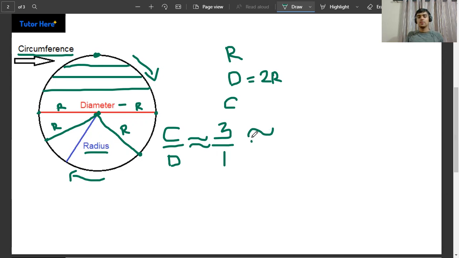Now they tried it for a different circle, which was a circle of circumference 6. So here we have 6. And they figured out that the diameter for a circle of circumference 6 was 2.